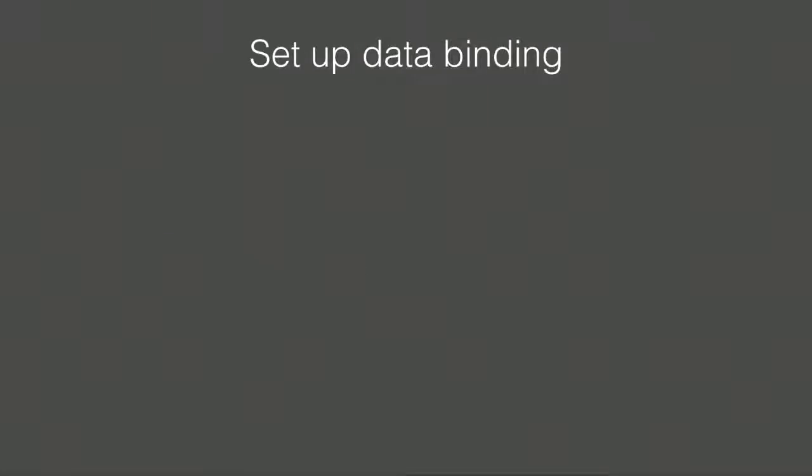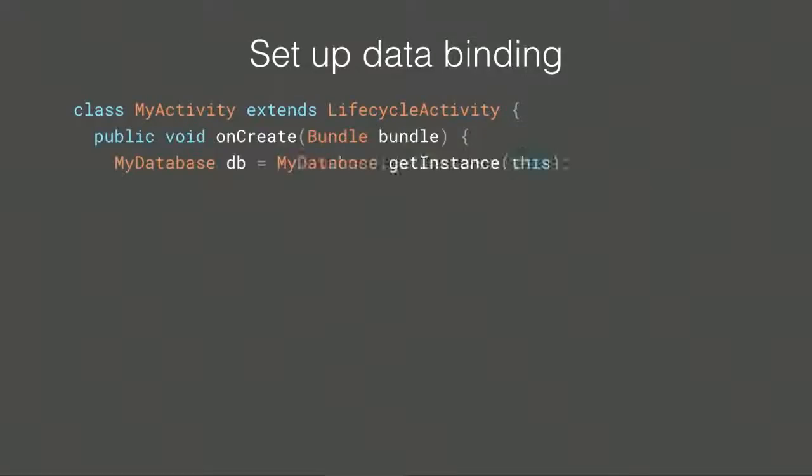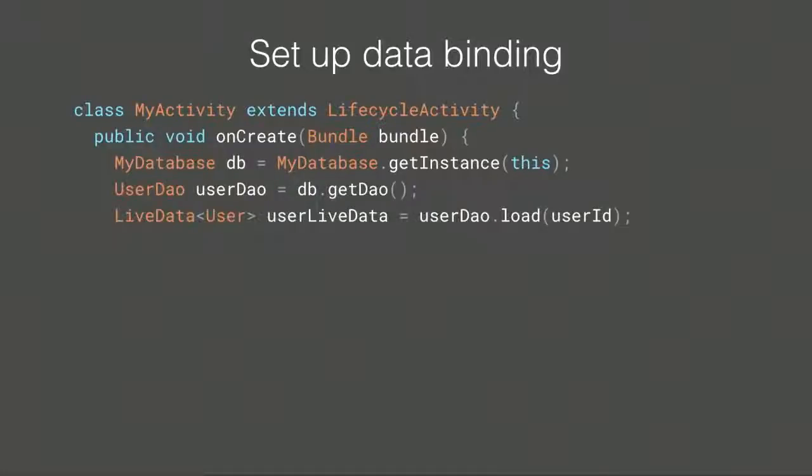Now, we're going to set up the data binding to actually show the information on that user, perhaps in the details page or some kind of profile page. We have our lifecycle activity. It can be a lifecycle fragment, it can be a lifecycle service, or your custom lifecycle owner. In this case, we're using a lifecycle activity. And in onCreate, we're going to get access to our database and database access object. We're going to call our load method that returns the live data that wraps that user data.